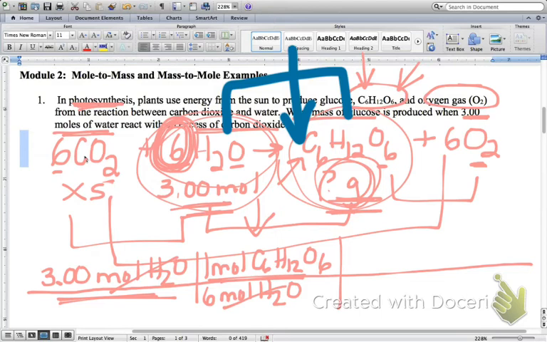What is the subscript for carbon in glucose? 6. So we're going to need to take the molar mass of carbon and multiply it by 6. We're going to need to take the molar mass of hydrogen and multiply it by what? 12. And we're going to need to take the molar mass of the oxygen and multiply it by what? 6. And then I'm going to add all of those together, and that's going to give me the molar mass of C6H12O6.